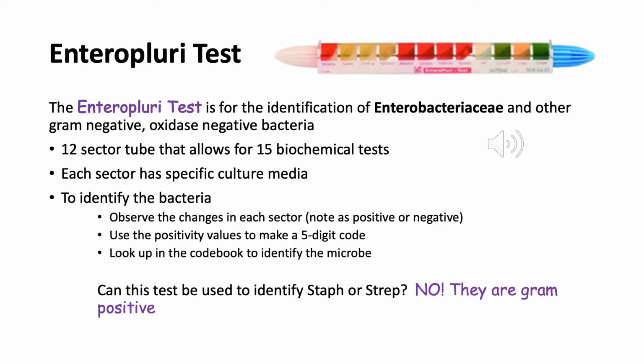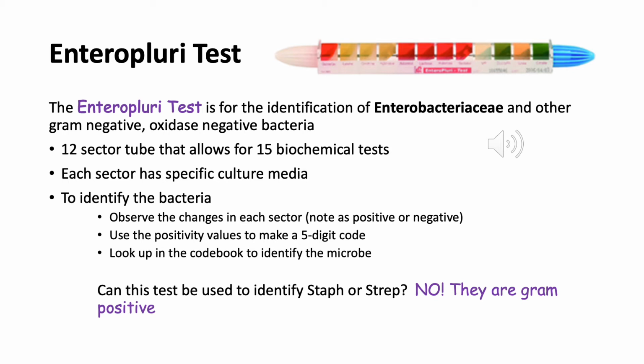Now let's talk about the Enterotube test for identifying microbes. The Enterotube test is this cool tube that's kind of like 12 agar plates in one tube. So the Enterotube test is for the identification of Enterobacteriaceae and other gram-negative, oxidase-negative bacteria. And it's this 12-sector tube that allows for 15 biochemical tests. So that means that some of the sections do more than one test. So they might test for a color change and gas production, for example.